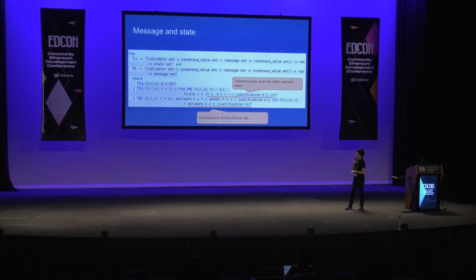Yeah, so the formal definition of valid message and state is a bit complicated, but there are two important points. The first one is that the validator must justify every message which the other message justifies. And the second is the enforcement of the fork choice.